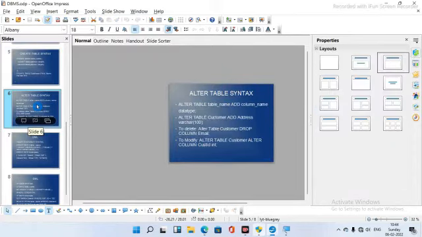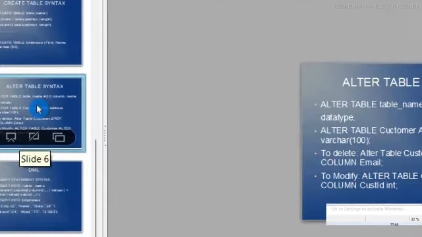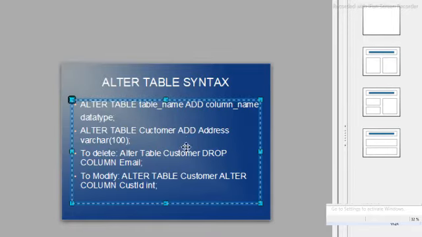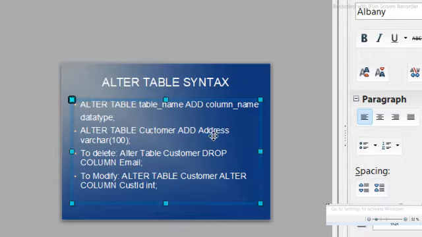And the next is alter table. How to alter a table by using SQL command? Syntax: alter table, table name, add column name, data type. This is the syntax. For example, we are altering the table here: alter table customer. The table name is customer. We are adding a column, address, varchar 100. We are adding the address of a customer in the customer table. We can give the address length up to 100 characters.